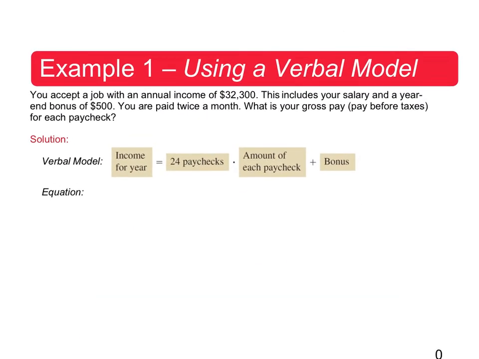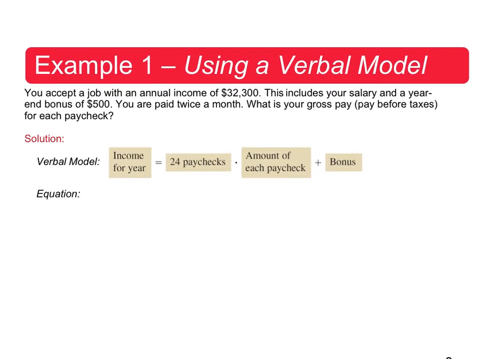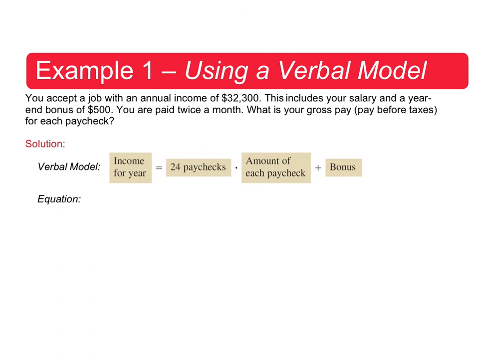All right, so let's start with an example. All of these examples come from the book, and they are matched up with the example. So this is example 1 from the notes in your book. You accept a job with an annual income of $32,300. So that has got to be important. For the whole year, we make $32,300.